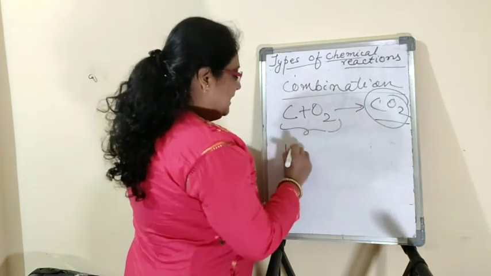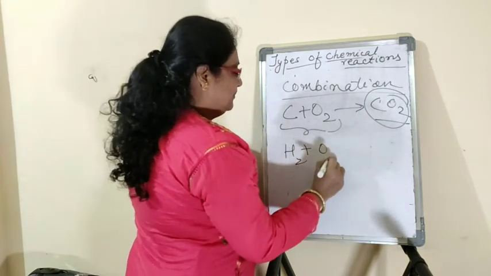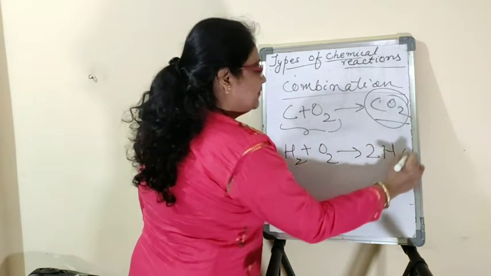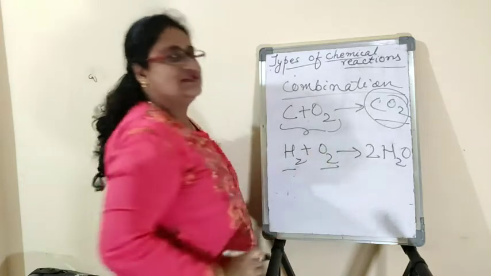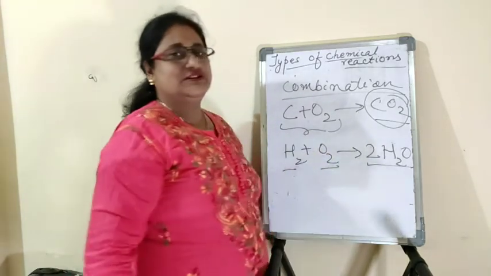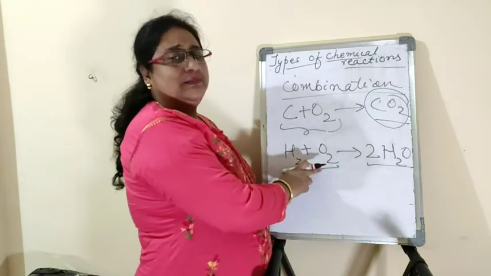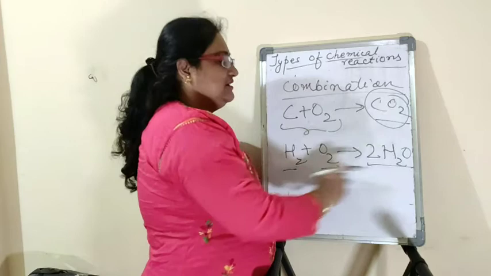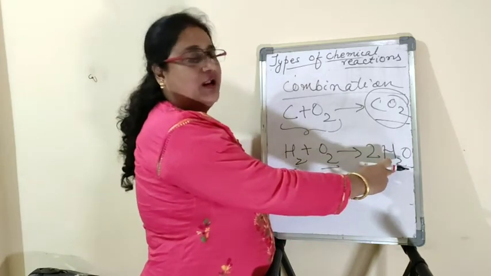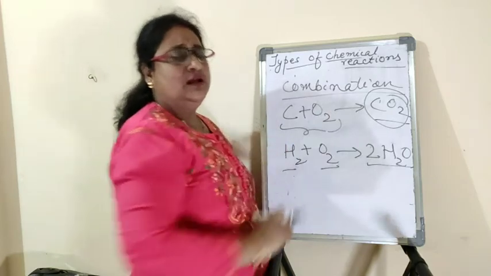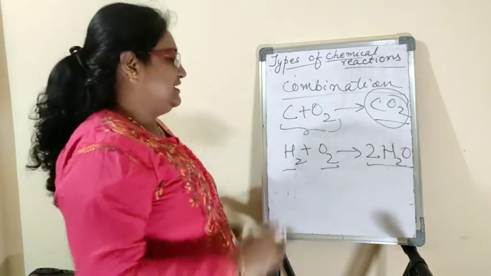Another, 2H2 plus O2 to produce 2H2O. Here the 2 reactants react with each other to produce 2 molecules of water. So here the number of reactants is 2. The number of products formed after the reaction is single, 1. So this is the combination reaction. These are very small examples of the combination reaction.